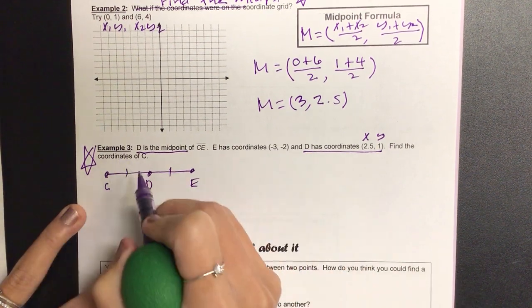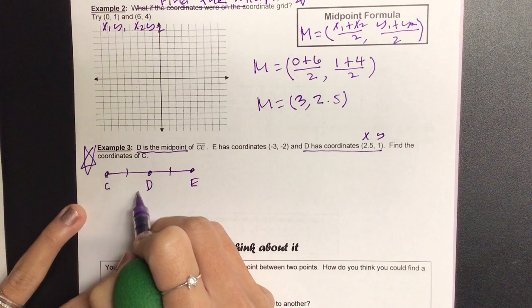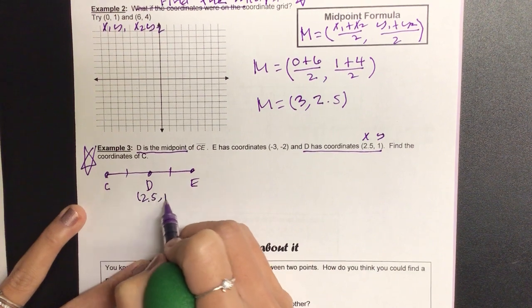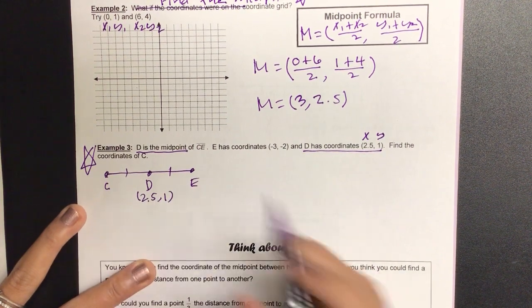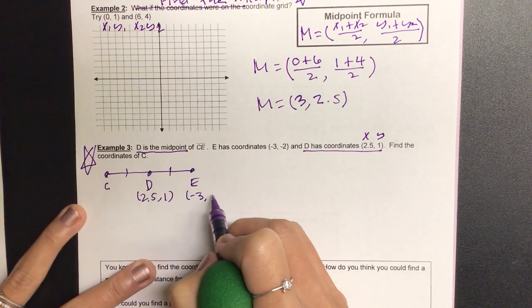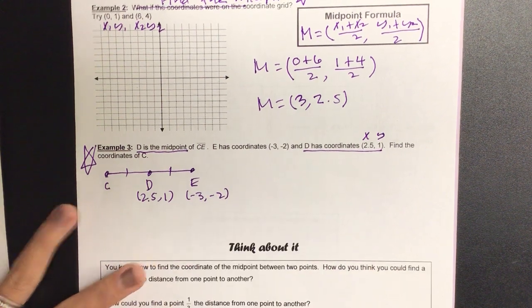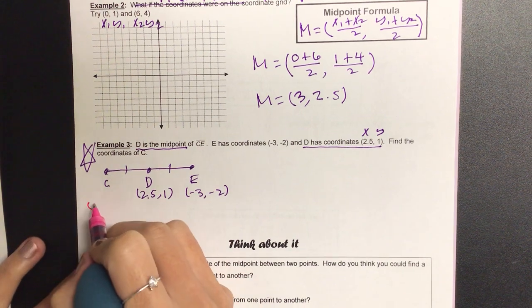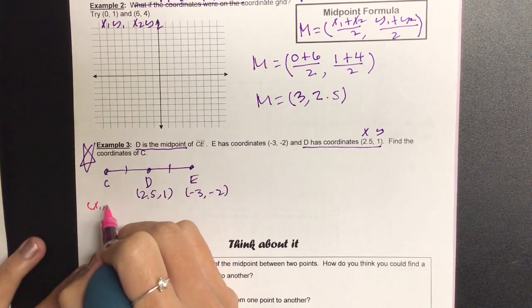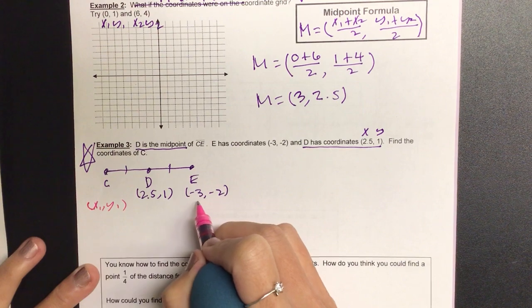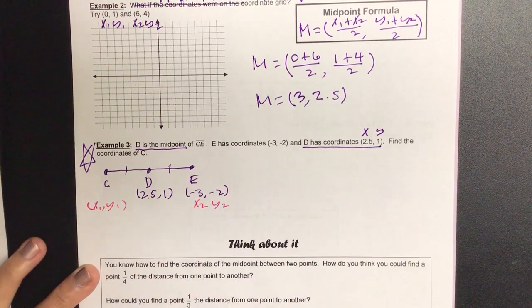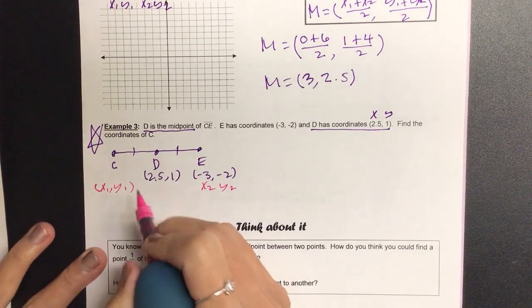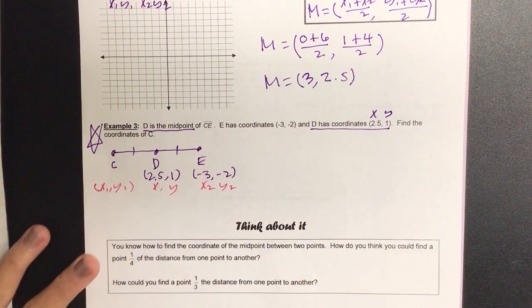And they gave us point D is at 2.5, comma 1. And point E is at -3, comma -2. Let's label them. I know my endpoint, that's not given on the C, is x1 and y1. The other endpoint is x2 and y2. And how do we denote the midpoint? X and y.